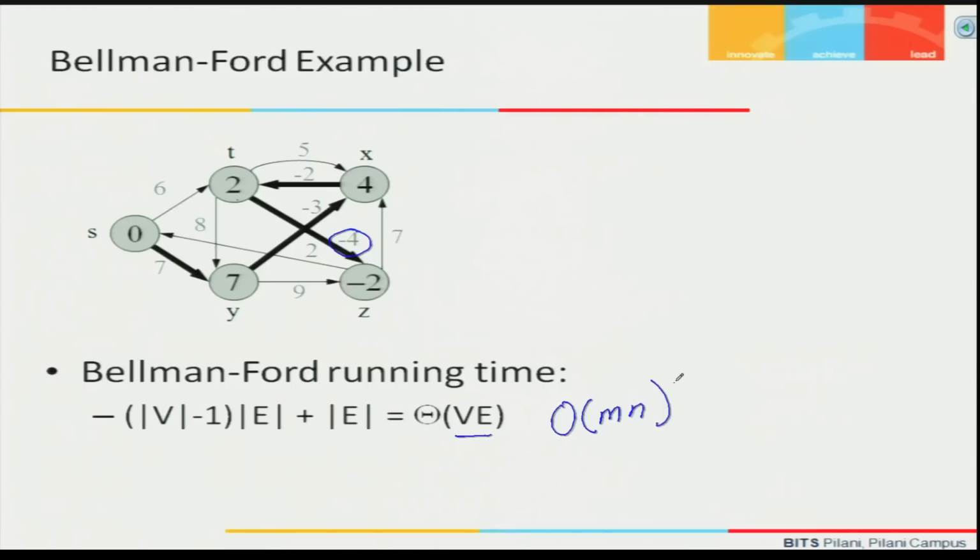The Bellman-Ford algorithm either returns that there is a negative weight cycle, or it returns the shortest path between the given source and any destination.